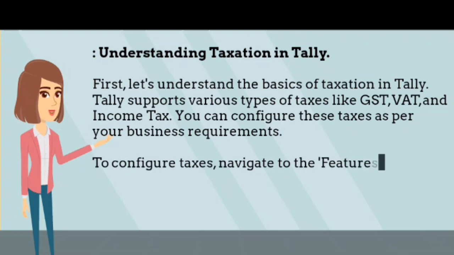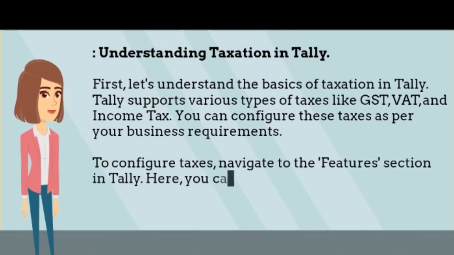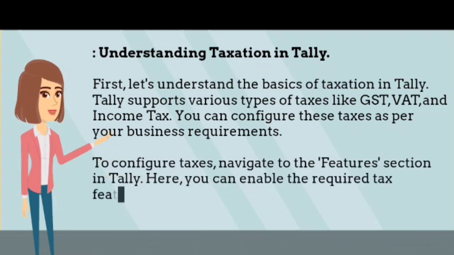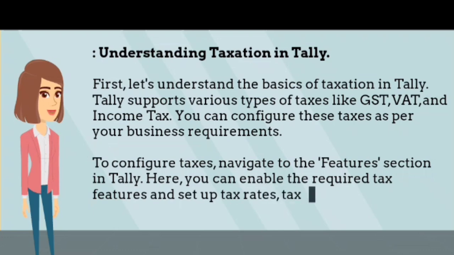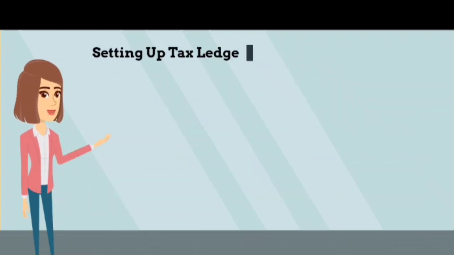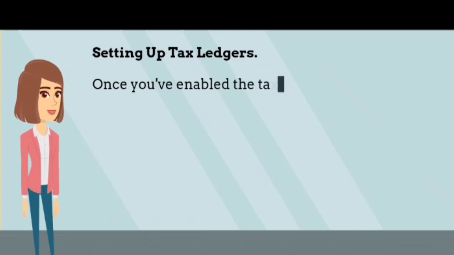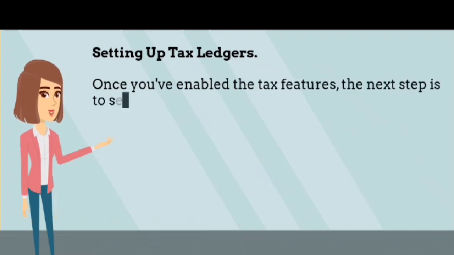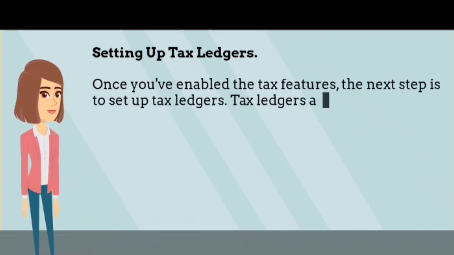To configure taxes, navigate to the Features section in Tally. Here, you can enable the required tax features and set up tax rates, tax ledgers, and other relevant details. Setting up tax ledgers. Once you've enabled the tax features, the next step is to set up tax ledgers.